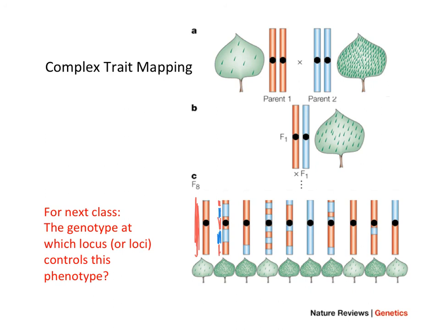So your job is to figure out what part of that chromosome from top to bottom, which allele, red or blue, if you drew one line across here representing a gene, which part of the chromosome controls the hairiness of the leaf. That's the job.